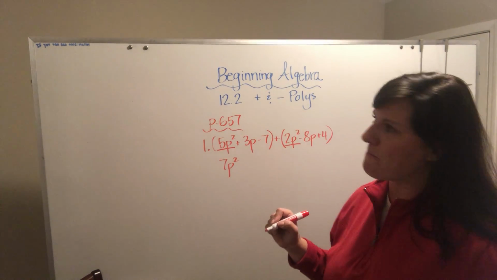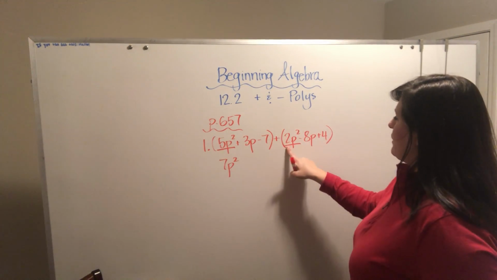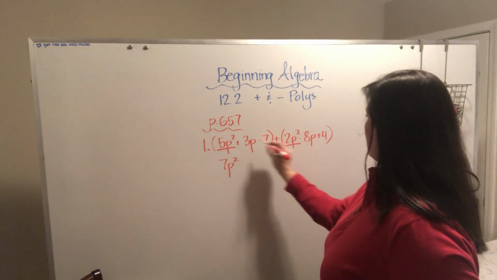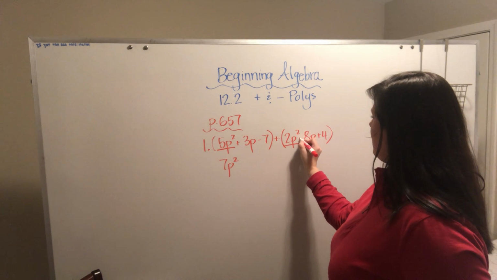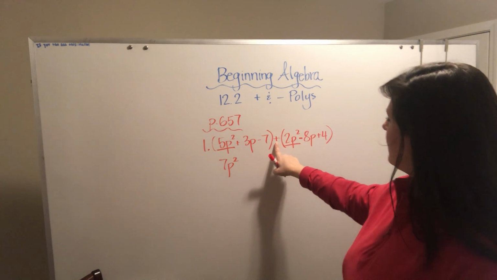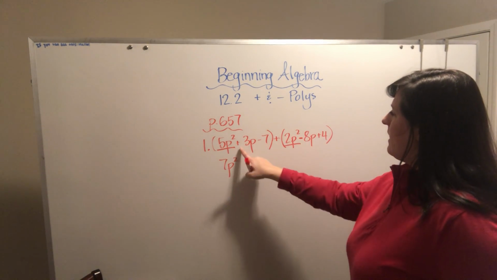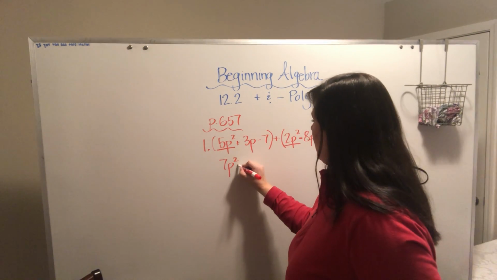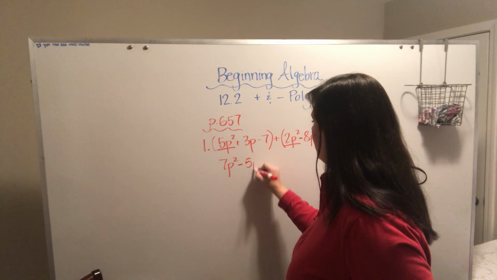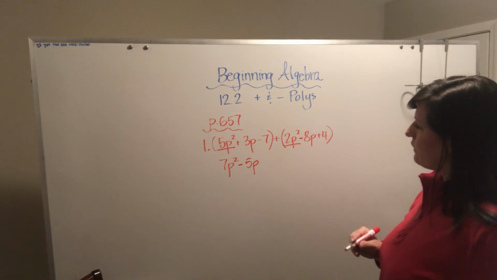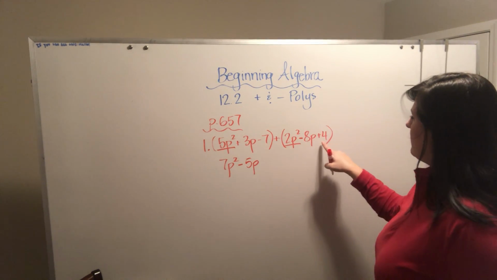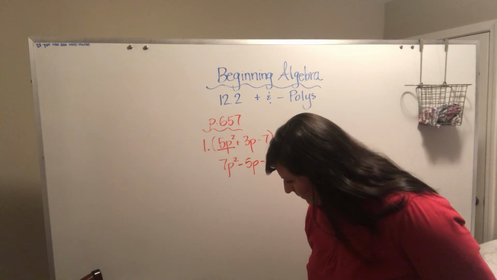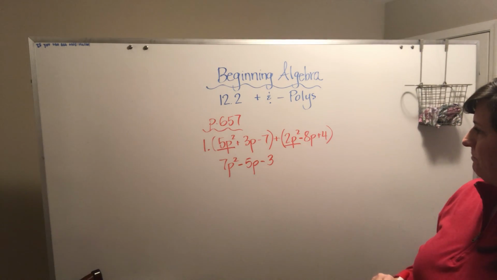Again, you need to know your vocab. 5 and 2, think about it in terms. The p squareds go together. 3p minus 8p. Now again, I have this plus sign here, so that doesn't change what's inside. I can just go ahead and subtract it. 3p minus 8p is a negative 5p. So far, so good. Negative 7 plus 4, negative 3. And that's how you do that.